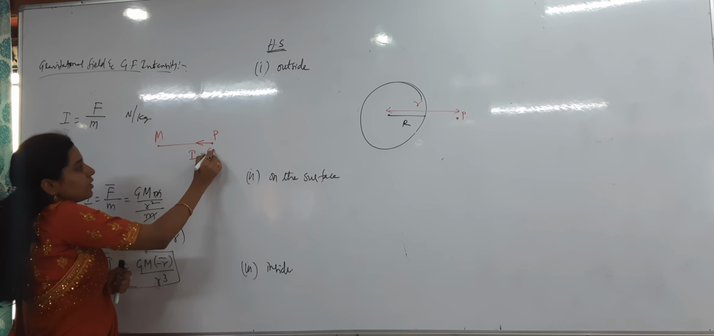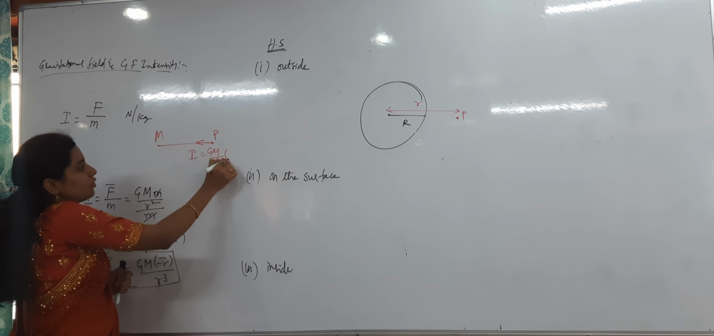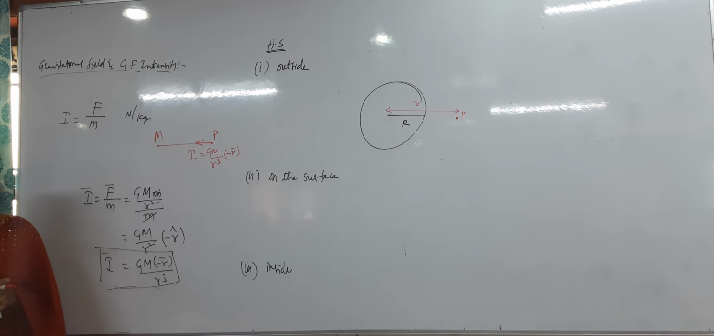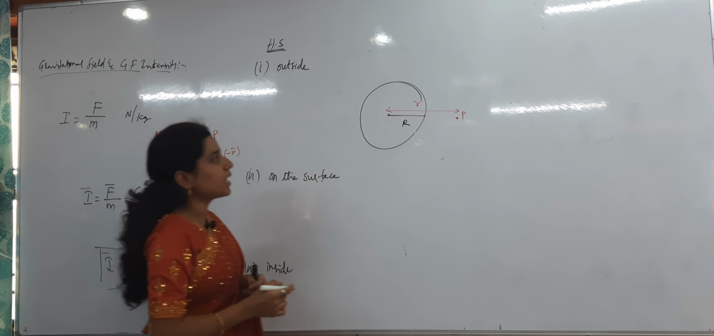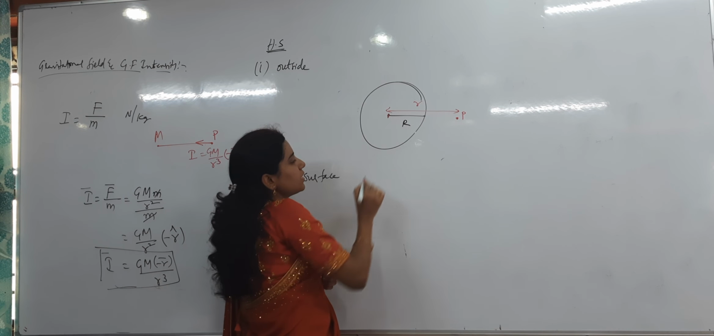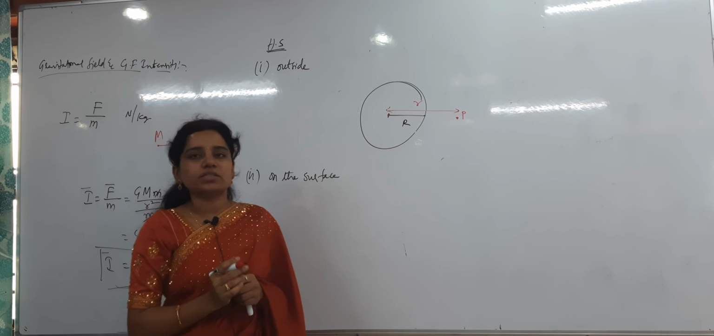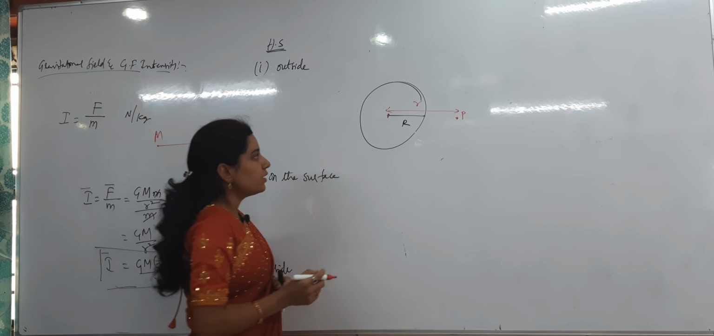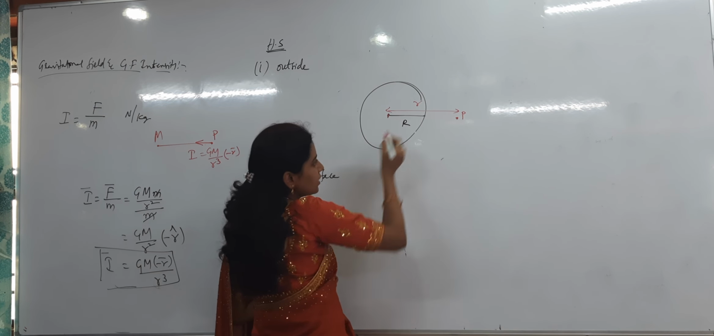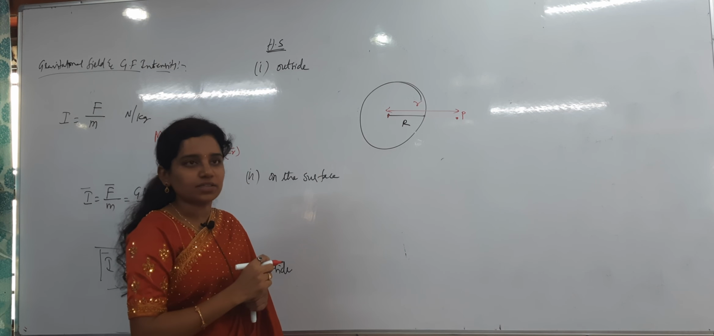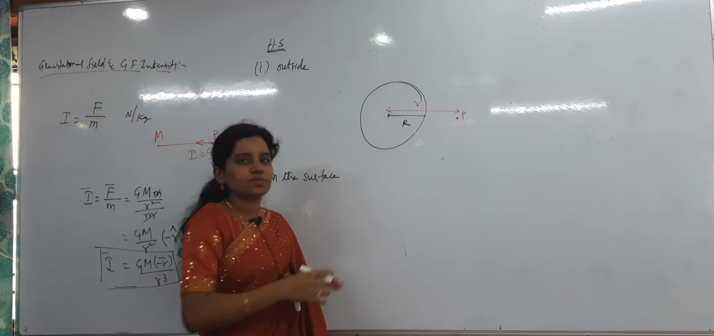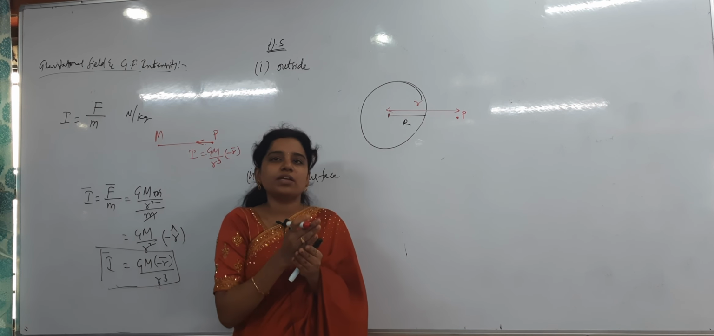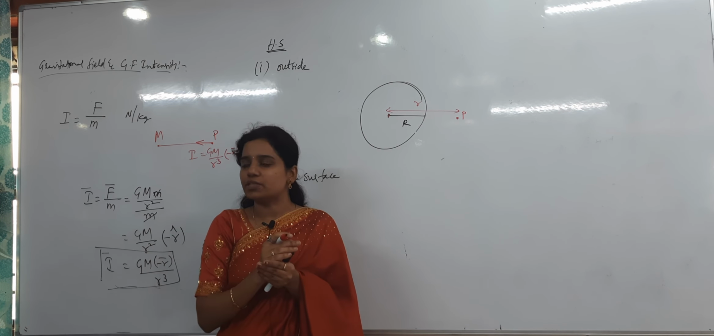I is equal to, we got how much? Gm by r cube into minus r bar. That is what we got. In vector form you have to take. So here also the same thing is happening. Always you have to measure the intensity from the center of the earth, otherwise the center of the sphere, whatever we have considered. Now at this point, at what distance is the point? Small r distance. Just forget about the radius of the sphere. Our main intention is to measure from the center to the point P, that's it.